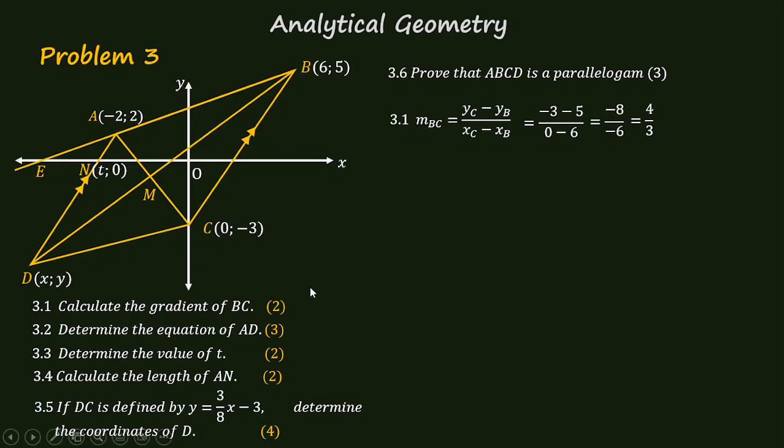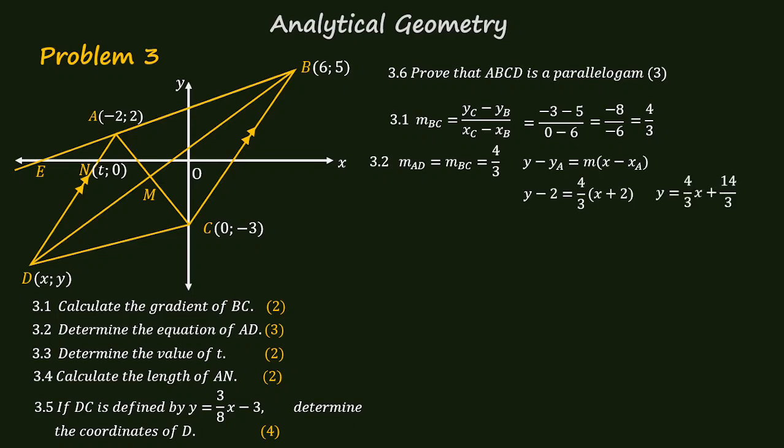How do we determine the equation of the straight line? We notice some information that BC is parallel to AD, shown by these arrows. Parallel lines have equal gradients, and we have the gradient of BC as 4 over 3. Therefore, the gradient of AD will also be 4 over 3. With that reasoning, we can therefore use the gradient-point approach to find the equation of the straight line. And the equation of the straight line AD will be given by 4 over 3x plus 14 over 3. So that is the equation of the straight line AD.